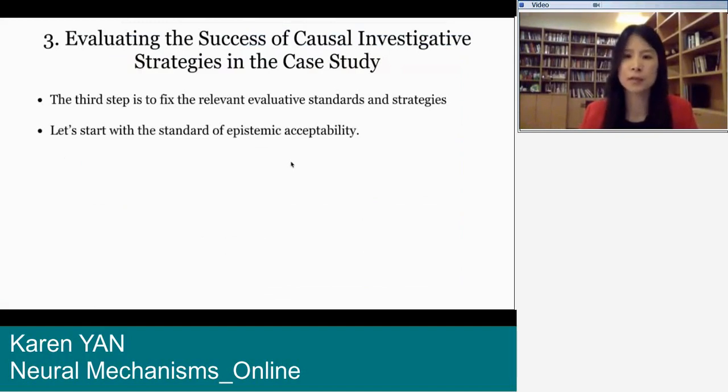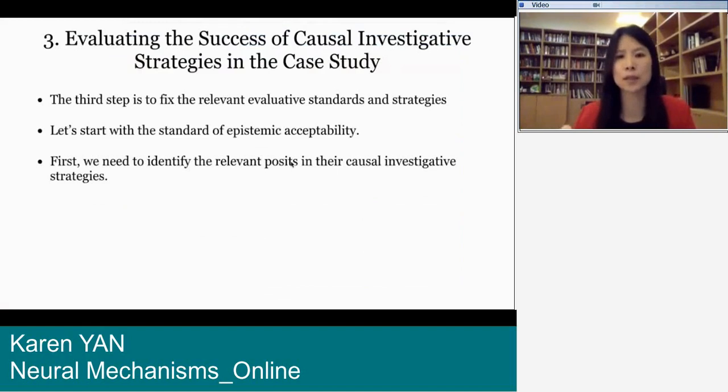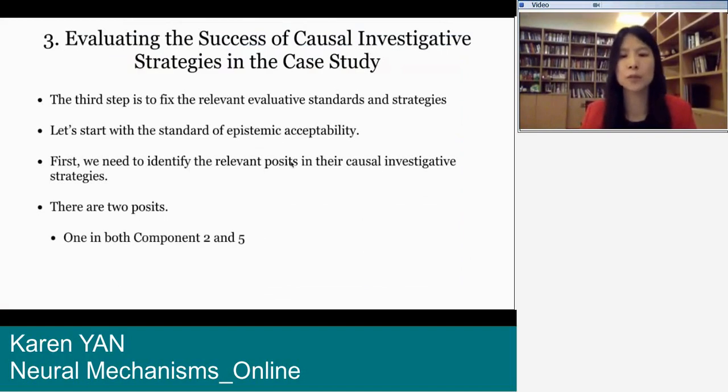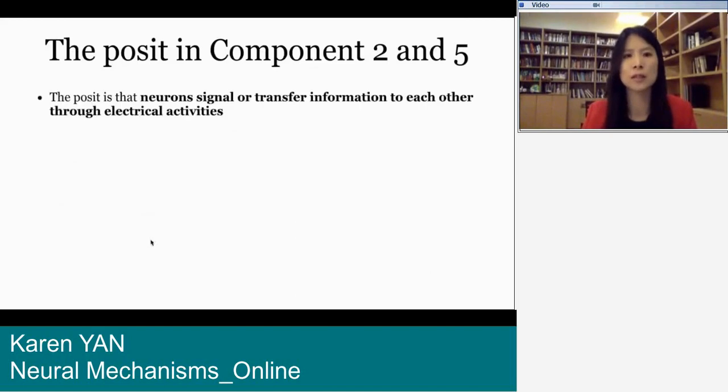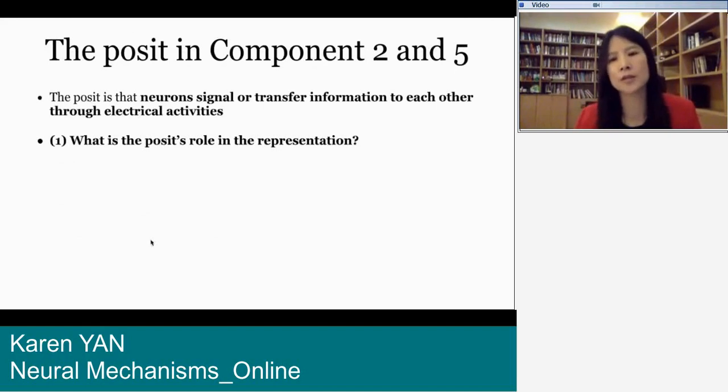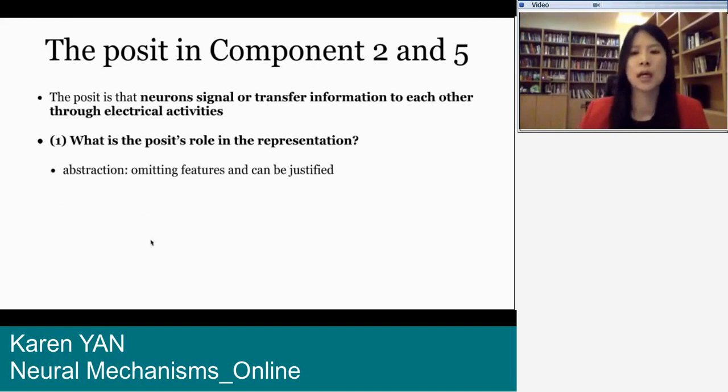In order to apply this standard, we need to identify the relevant posits in the case study. There are two. One is in both component 2 and 5. The other is in component 3. So we analyze the first one first. The posit in components 2 and 5 is that neurons signal or transfer information to each other through electrical activity. So that's just applying the two questions we need to ask. What is the posit's role in the representation? I want to claim that the role here is actually abstraction, omitting features, and it can be justified.